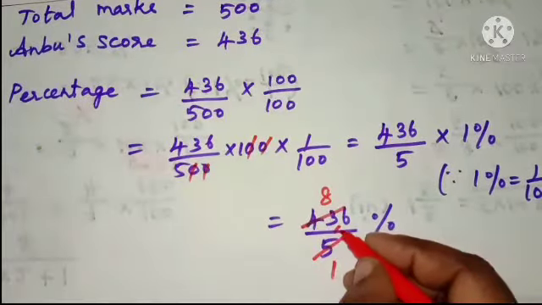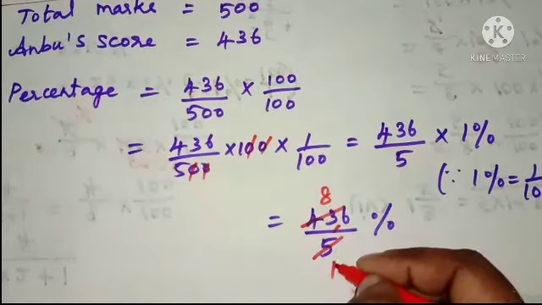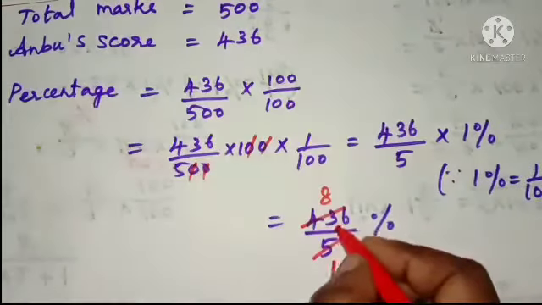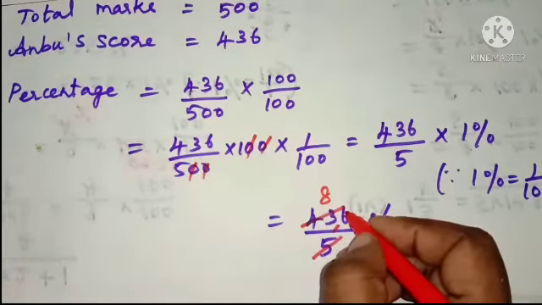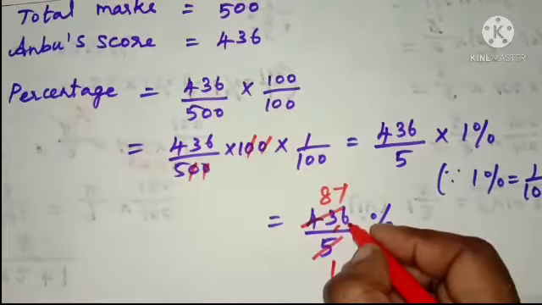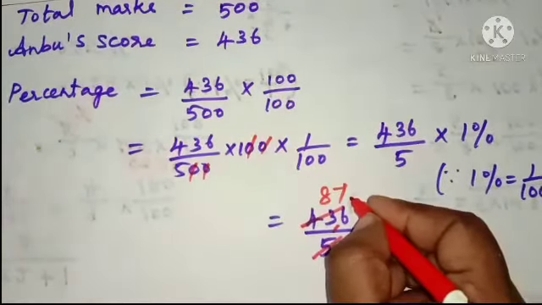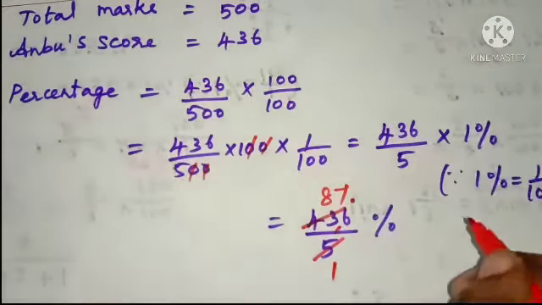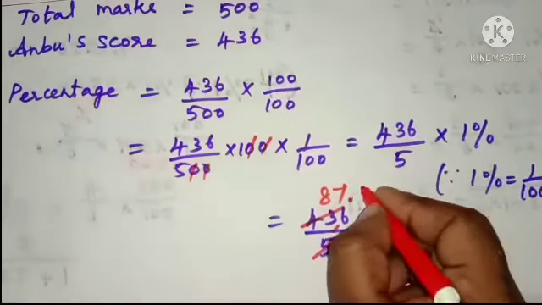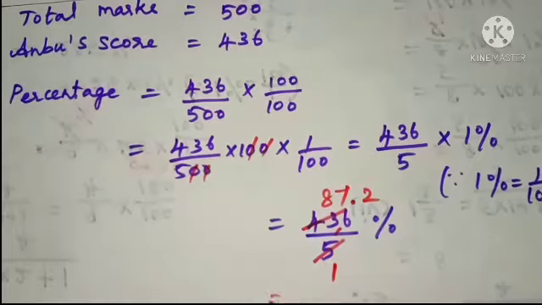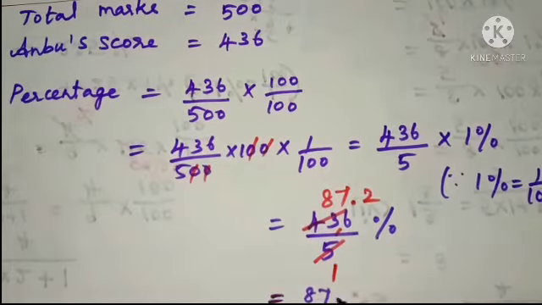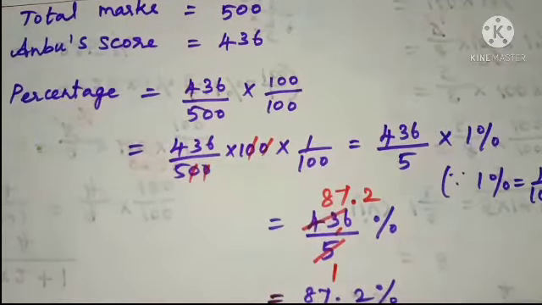Now cancelling 436 by 5. In the denominator it is 1 times, and in the numerator it is 8 5s are 40, remainder 3, 36, 7 5s are 35, remainder is 1. Put the decimal point. So 10, 2 5s are 10. Thus, the percentage of Anbu's score is 87.2 percentage.